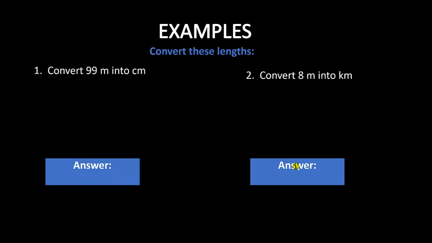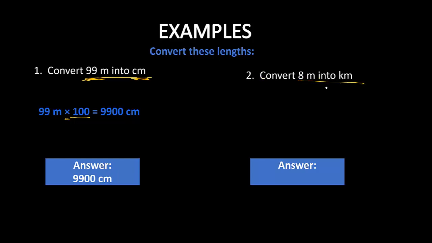Now let's see what our examples are today. Convert these lengths. We're going to have to convert 99 meter into centimeters. So that's going to be 99 meter multiplied by 100, which is equals to 9,900 centimeter. But why 100? Because we're converting a big unit to a small unit, because we're jumping 2 times. But why multiplication? Because we're converting a big unit to a small unit. So the answer is 9,900 centimeter.